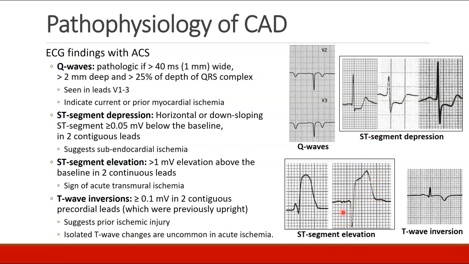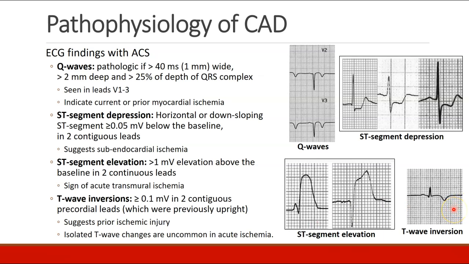ST segment elevation involves at least 1 millivolt elevation above the baseline in 2 contiguous leads. And it's a sign of acute transmural ischemia, meaning ischemia through the entire thickness of the heart, and is often associated with severe cell damage or cell death.